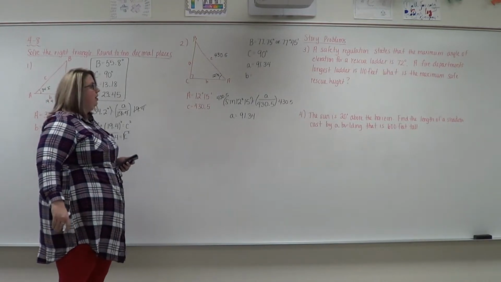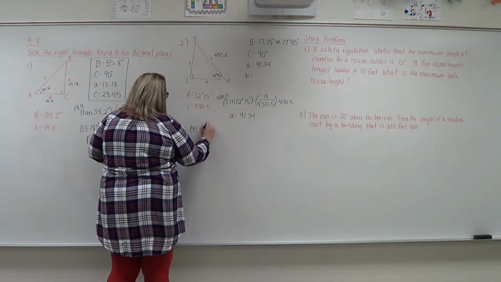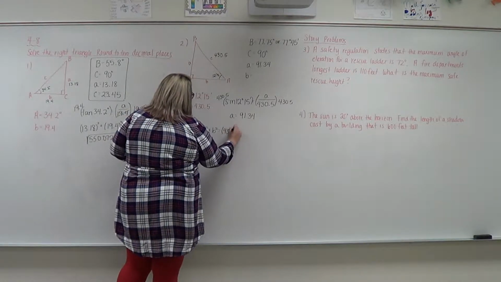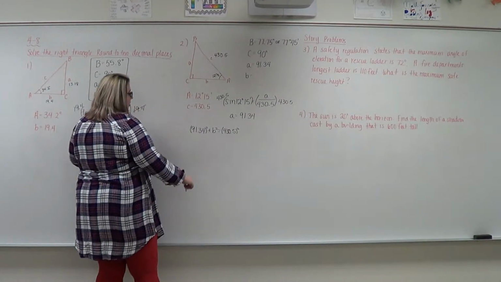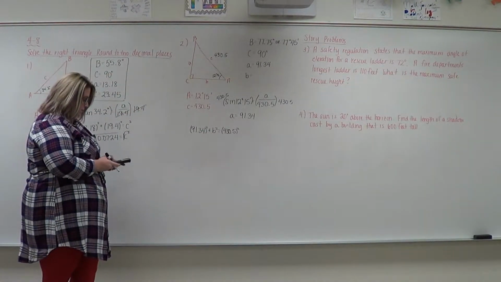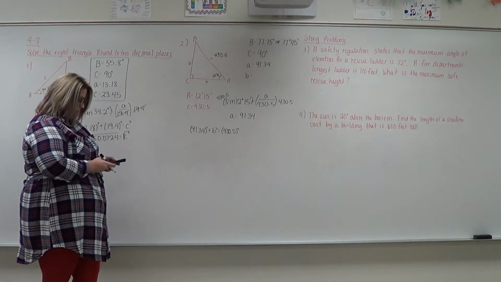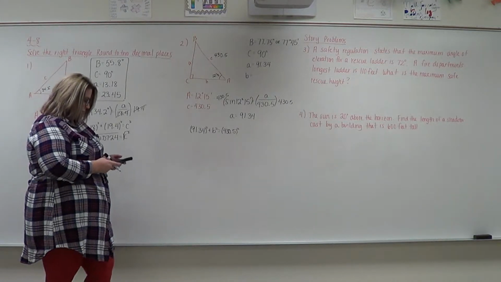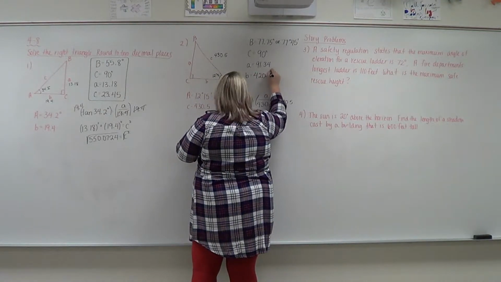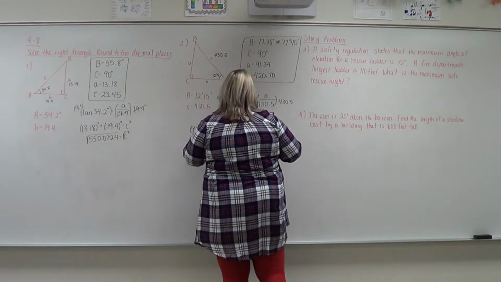Okay, then use your Pythagorean theorem. So I have 91.34 squared plus b squared is 430.5 squared. So after you figure out what these are, you're going to subtract this one, and then you're going to take the square root. Okay, so you get 420.70.